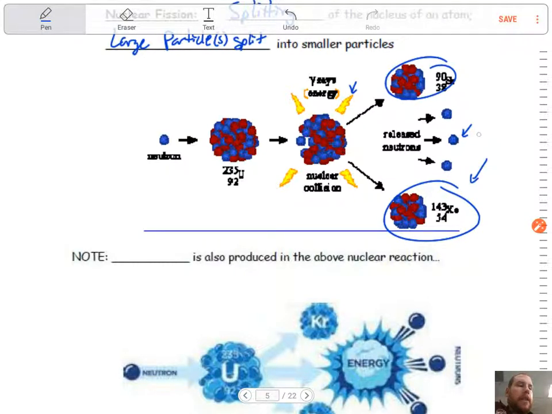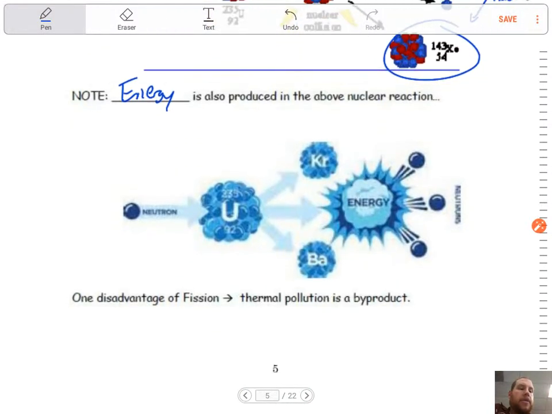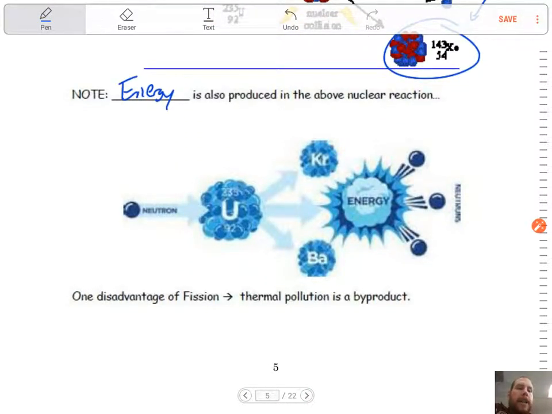So guys, these ones that come out are called daughter nuclide, okay? And then this would be your parent nuclide. The parent is the bigger one, the daughter is the smaller one. Okay, note, guys, that energy is produced in that reaction. I know that's not the greatest looking picture, so this is showing the same thing: a neutron comes in, it hits this, and then it splits, and you get all this energy, and you get more neutrons that, again, continue that cycle through all the other atoms in your sample.